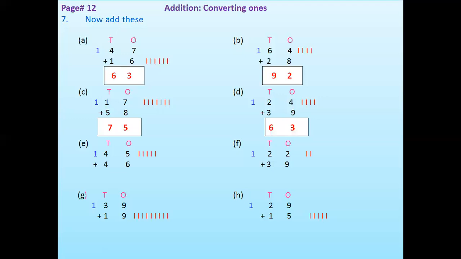D part. This is the D part. Question is 24 plus 39. So add first ones. 9 plus 4. 9, 10, 11, 12, 13. Write 3 here. 1 goes to add into tens. 3 plus 2, 5. 5 plus 1, 6.